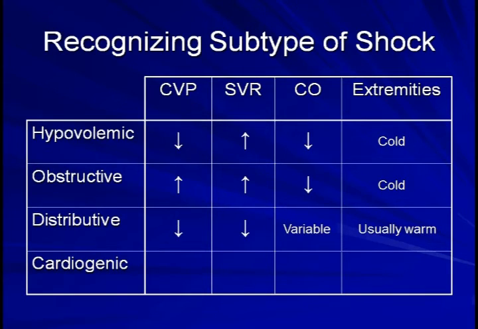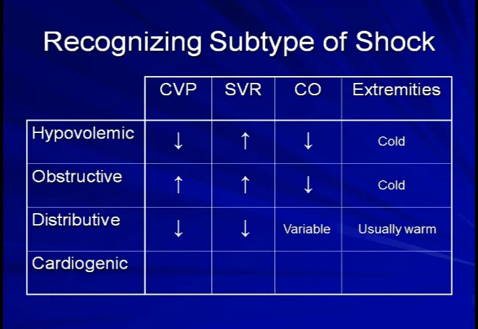In distributive shock, CVP is usually low, at least initially, because the vast majority of patients with distributive shock also have a component of hypovolemia as well. SVR in distributive shock is low, as that's the predominant physiologic abnormality. Cardiac output can either be high or low, depending on the presence or absence of sepsis-induced cardiomyopathy. The extremities are usually warm, but can be occasionally cool, particularly if the patient has been in shock for a while, or if cardiac output is low.